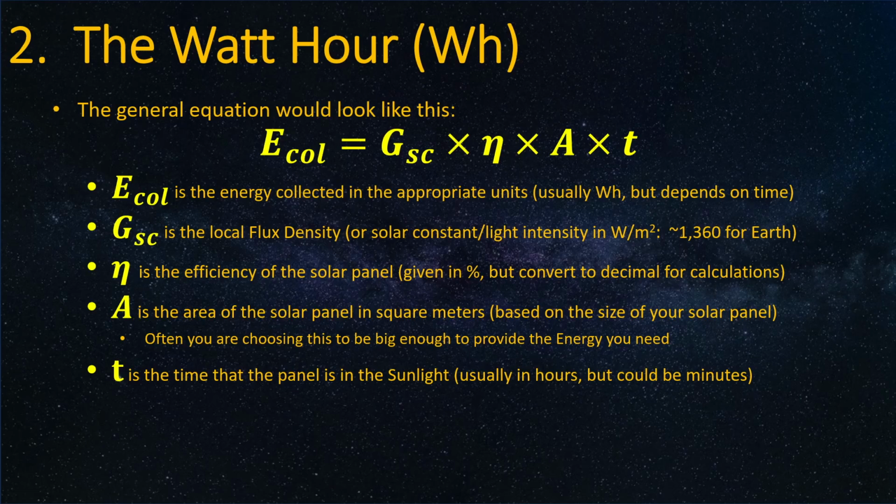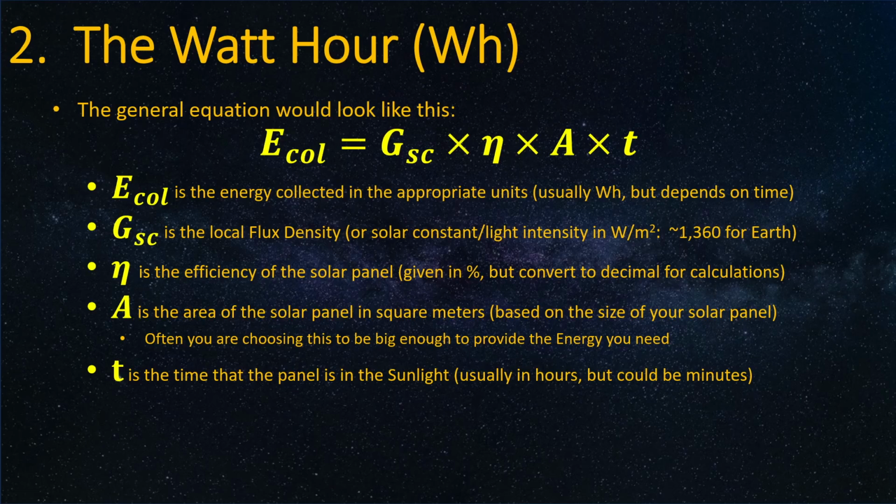Now I say the appropriate units, the units you get are going to be based on the units you use. If you put in watts and hours and meters, you're going to end up with watt hours. Or if you use watts and minutes, you'll end up with watt minutes. So just track your units in there and make certain that you're consistent. In this case, E col is the energy that we collect, or possibly use, although for this equation, this is the energy that is collected by the solar panels.